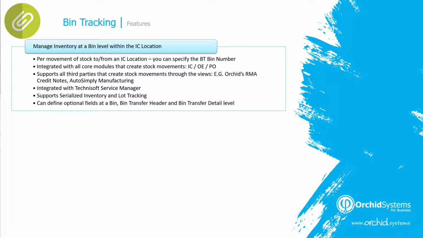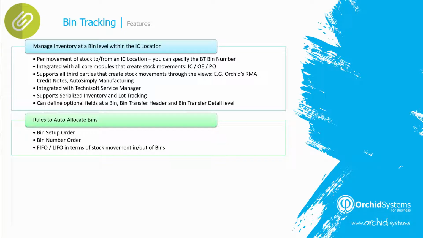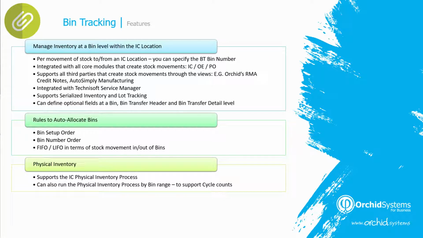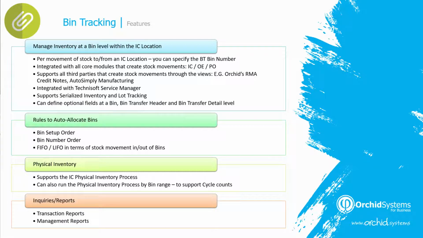It supports serialized inventory and lot tracking, and you can define optional fields at a bin transfer header and bin transfer detail level. You can auto-allocate the bins to the transaction documents by bin setup order, by bin number, or by FIFO or LIFO rules in terms of stock movement in and out of the IC location. You can do an IC physical inventory process and specify the bins associated with that physical inventory, or you can run a cycle count using the physical inventory process in bin tracking.